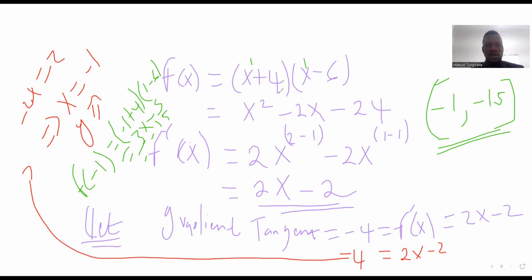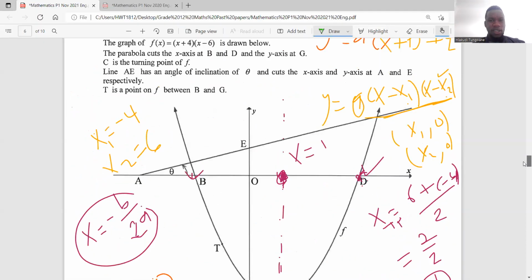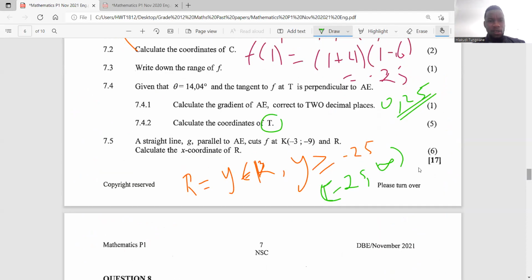Yeah, so now let's look into the last question. The last question was saying that a straight line G, which is parallel to AE, cuts F at the point K equals -3 and 9, and R, right? So calculate the x coordinates of R.